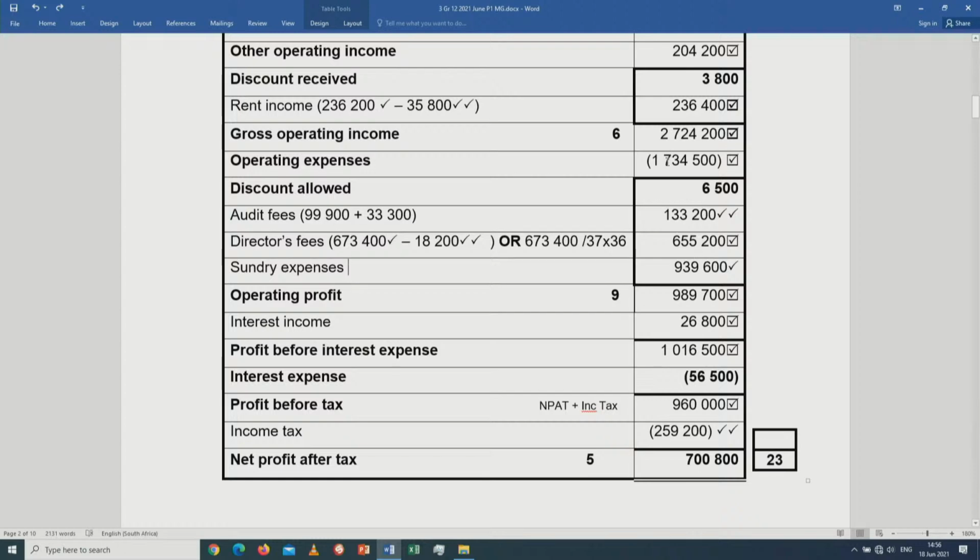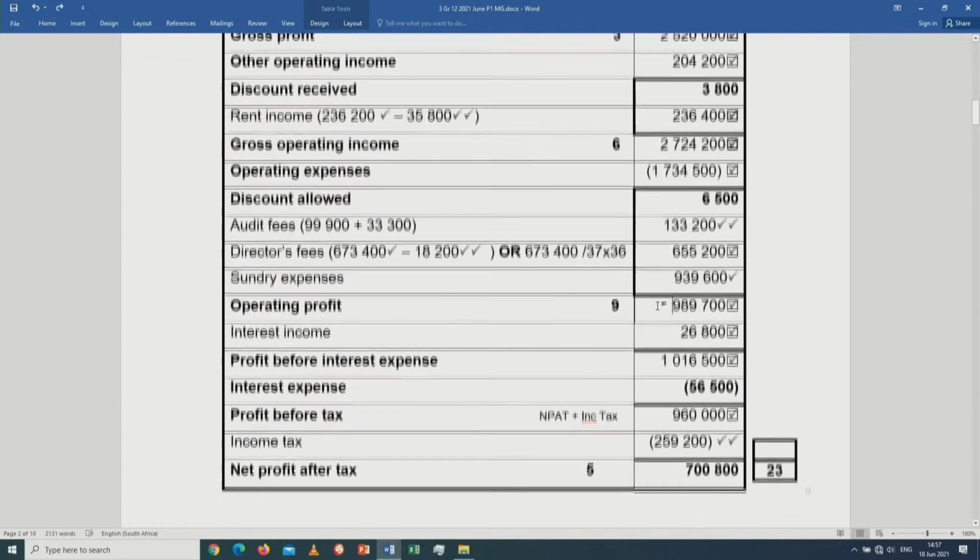And the 1,734,500, which is the operating expenses, must be in brackets. And then our gross operating income minus operating expenses will give us operating profit. Exactly again there, it does not have to be correct as the memo, as long as it is the difference between these two, and then a learner will earn a method mark there, colleagues.